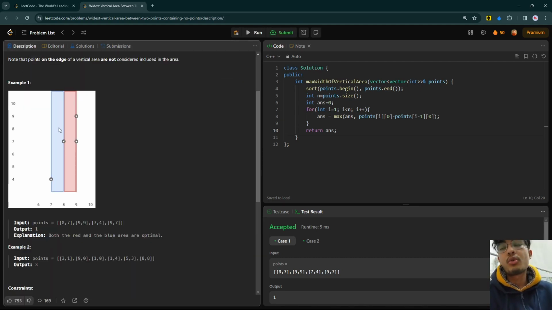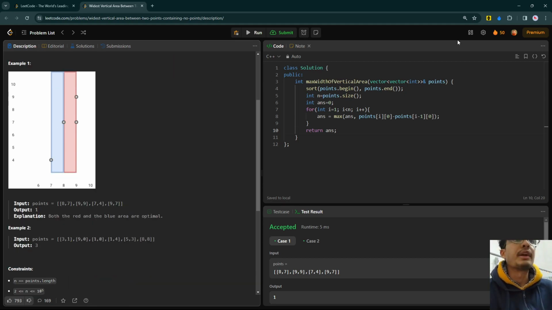Let's quickly run through the approach. We will first sort the points according to the x coordinate. Then for each point we will compare the horizontal distance of that point from the previous point, and update the answer with the maximum value of the horizontal distance. We do this for all points from index 1 to the last index. Why from 1? Because we are comparing to the previous index, so we cannot start from index 0, as there is no previous index. In the end we just return the answer.